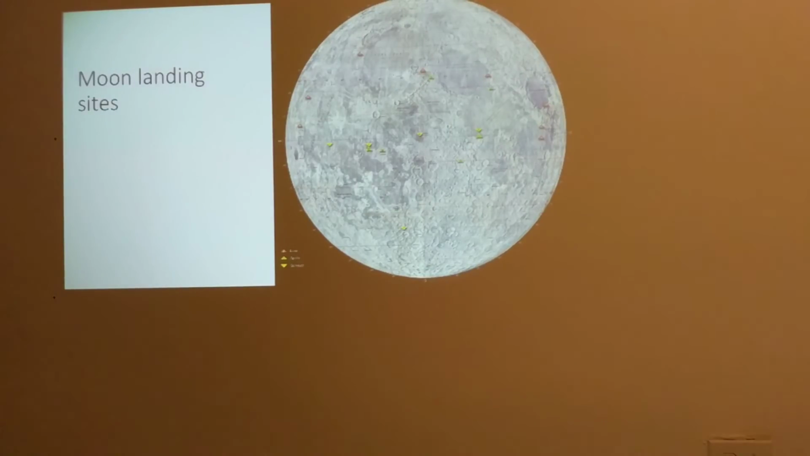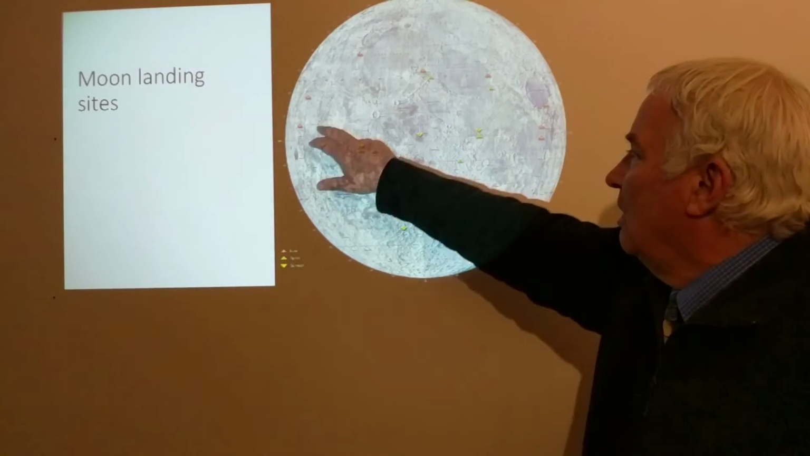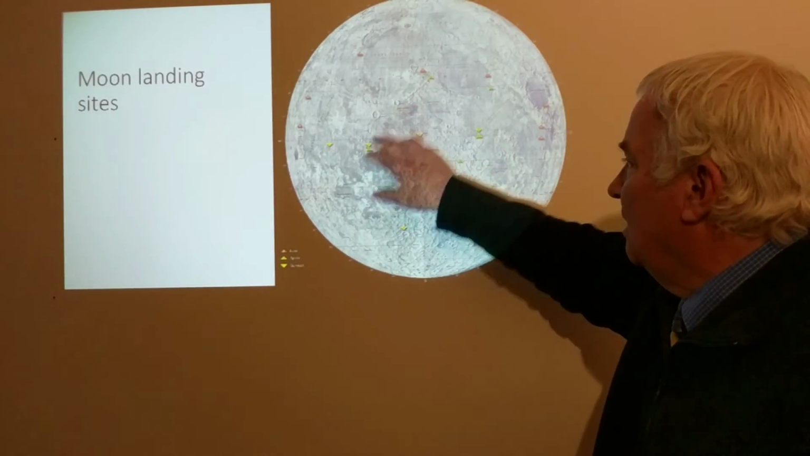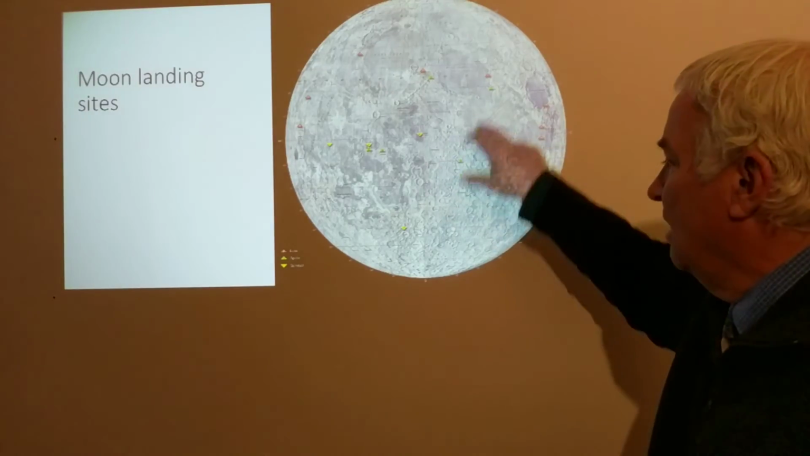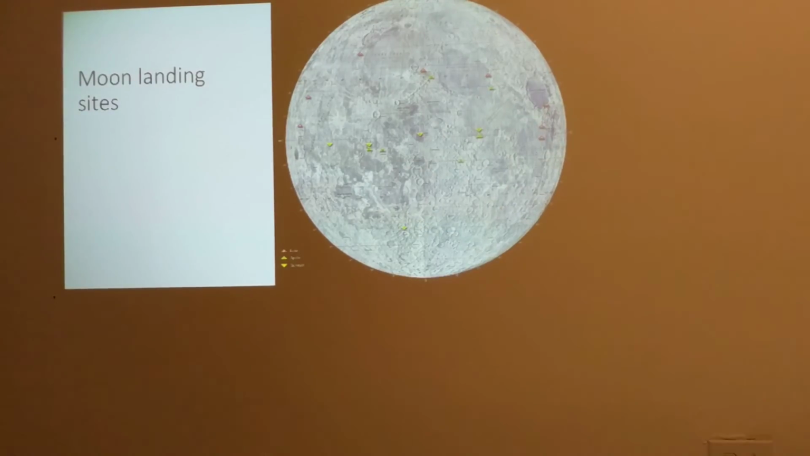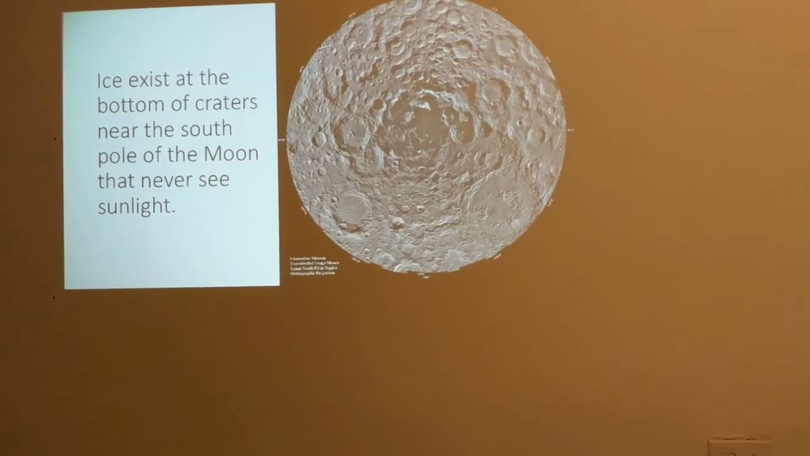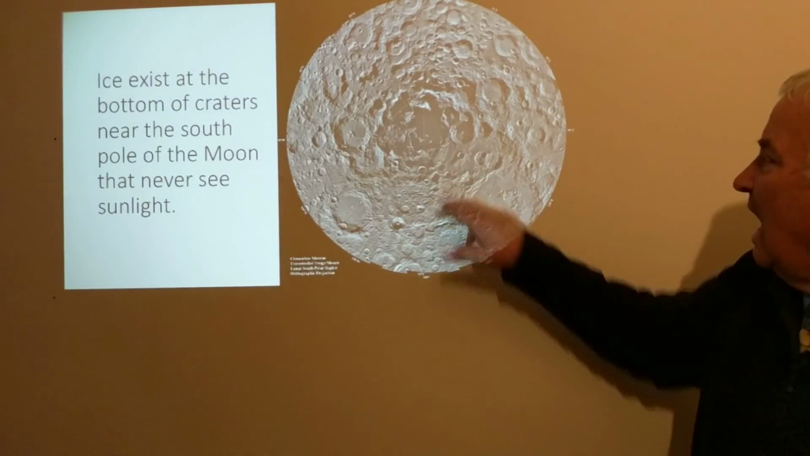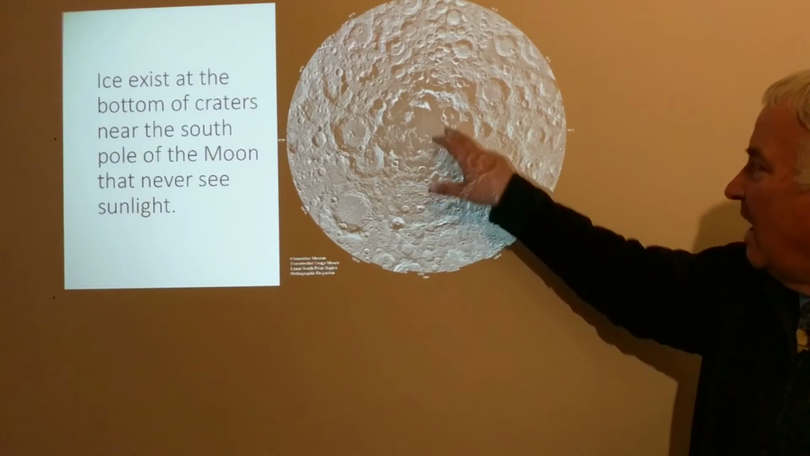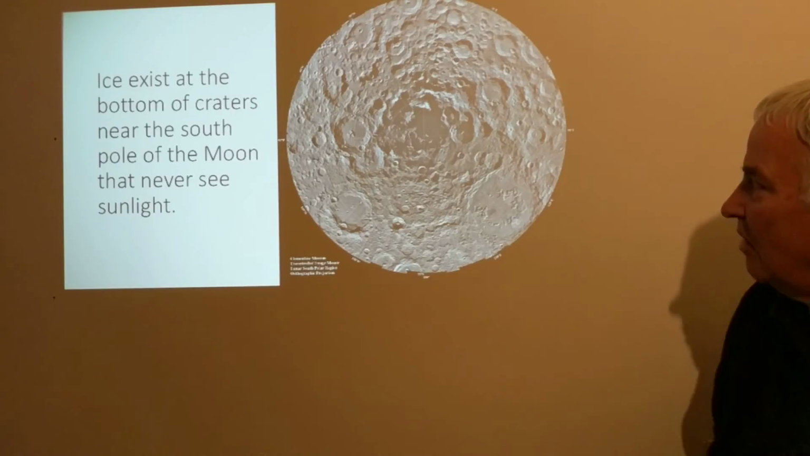There are quite a few moon landing sites we can see here, both the Lunar unmanned sites and then the Apollo manned landing sites. Ice exists at the bottom of craters near the South Pole. Here's a picture of the South Pole, and there is the South Pole Aitken crater. That is a very large crater near the South Pole.